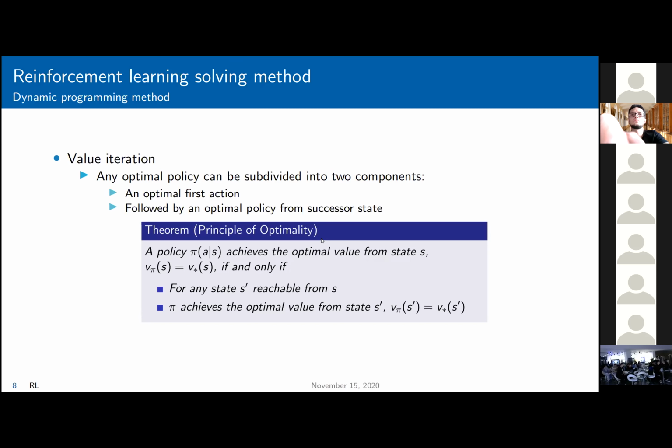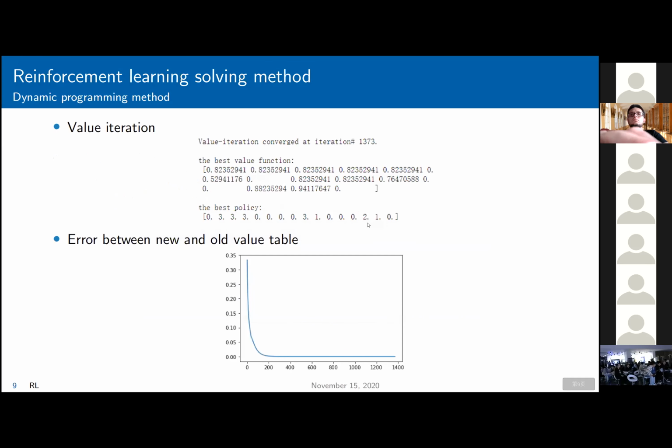Unlike policy iteration, in the value iteration process, the algorithm does not give a clear strategy, and the value function obtained during the iteration process does not correspond to any policy. Also, value iteration does not require policy participation. It still needs to know the transition probability between states. That is, it needs to know the model. This figure is the result of value iteration, and the other picture is a comparison between the new and old value table.